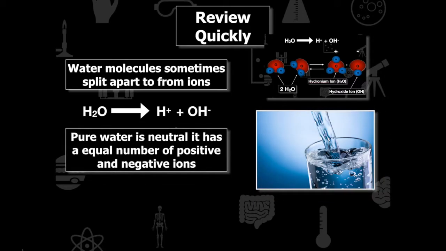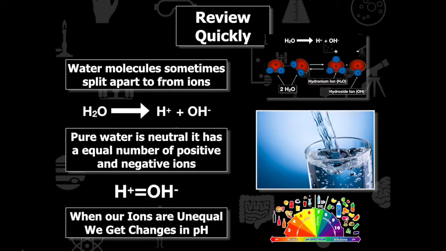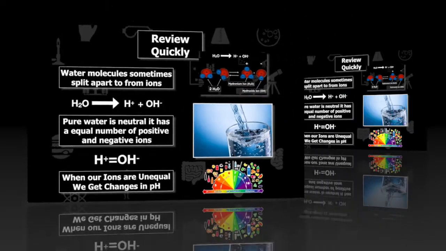Now, pure water is neutral, and it has an equal number of positive and negative ions. So we have an equal number of hydronium and an equal number of hydroxide. So if we were looking at a glass of water, it would have water molecules. It would also have an even amount of hydronium ions and an even amount of hydroxide ions if it was purely neutral. Now, the other thing we have to keep in mind is pH is dependent upon the quantity of these hydronium and hydroxide ions in the water.